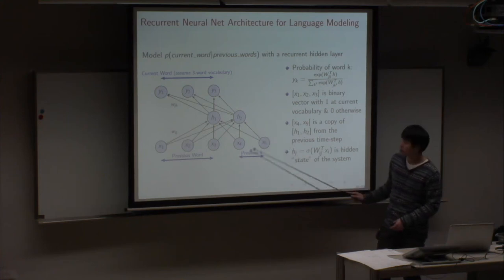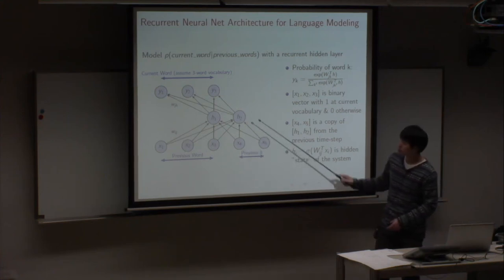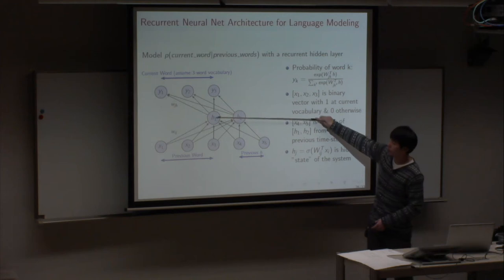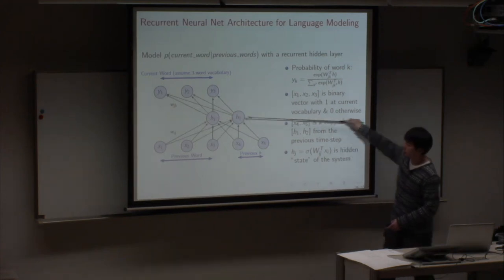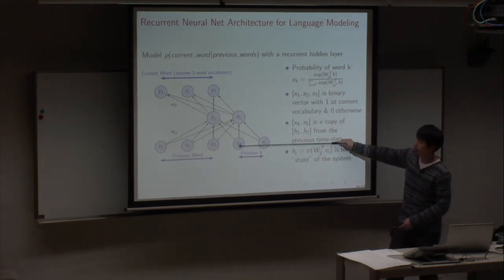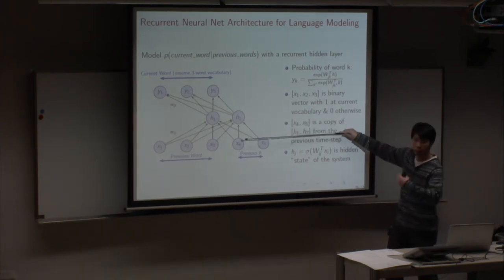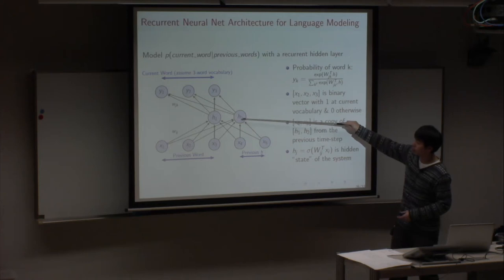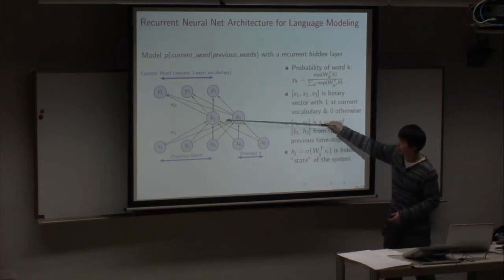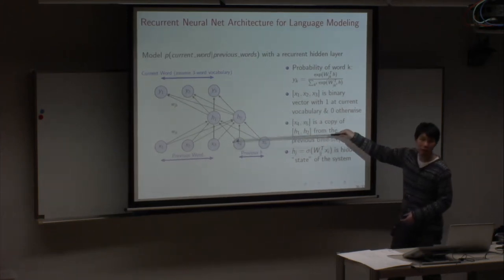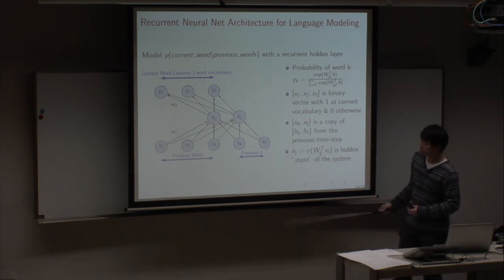So here you see the feedback loop, where to predict the current state, you would use the value of the previous state. Basically, as you go through the sentence, each time after you predict this, you put it back as an input for the next iteration.